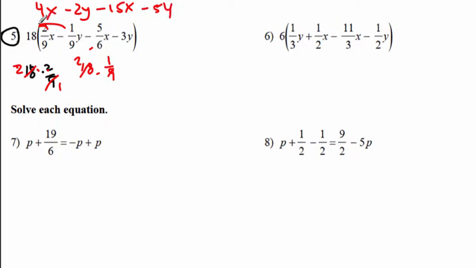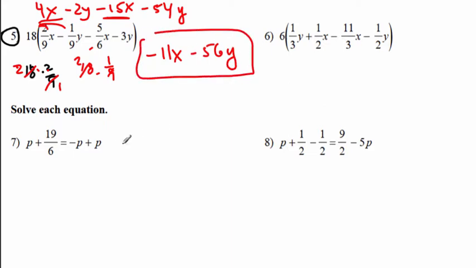All right, so now it's combine like terms time. Negative 54y. Sorry about that. So combining like terms, that's going to give me negative, what do we get here? 11x minus 2y and minus 54 is minus 56y. Okay, so that's how you do those. All right, 7. Solve each equation.